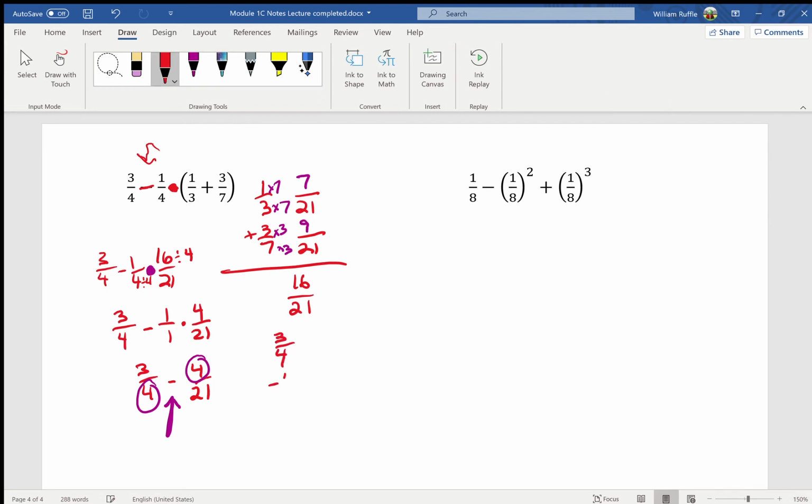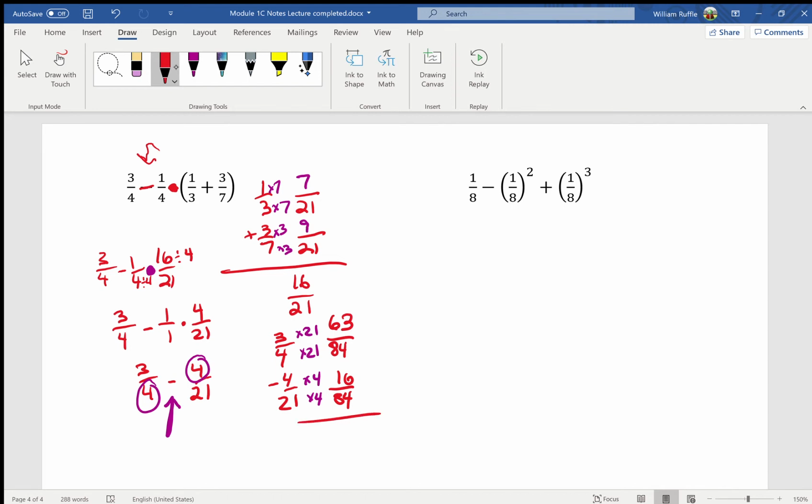3/4 minus 4/21. Now this is kind of unfriendly, but if you have a multiplication chart, we see that 4 and 21, they have no common factors at all, so it's really 4 times 21. So my common denominator is 84. A little big, but it's not too bad. So I got to do this times 4, this times 21, times 21 times 4. That will give me 16, and 3 times 21 is 63.